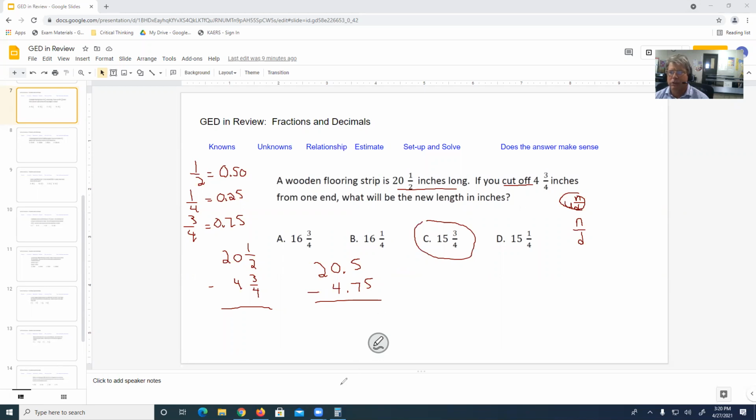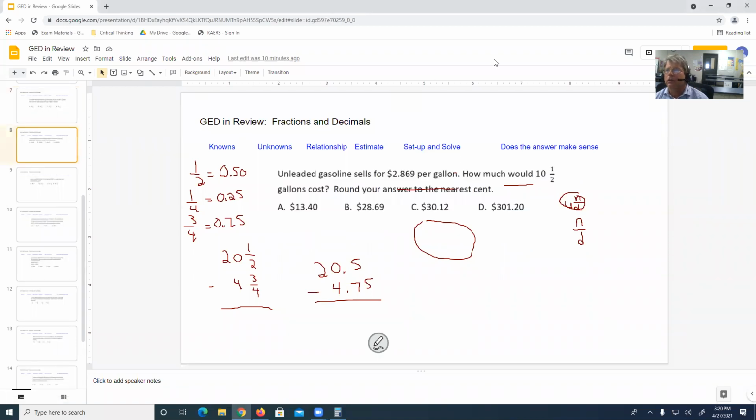So that's some of the strategies to watch out for. 16 1/4 is a trap for some folks. You have to watch out for that. And that's why using the calculator is kind of important in working with some of the fraction math. Let me clear this off.